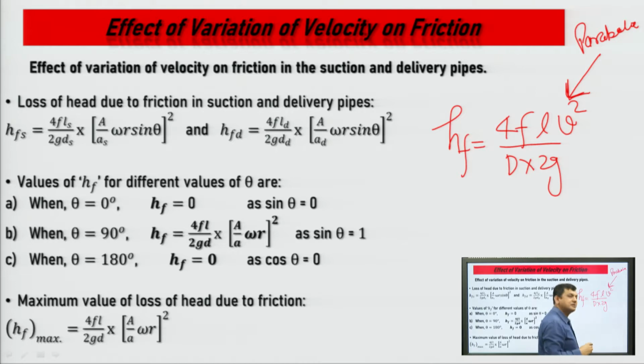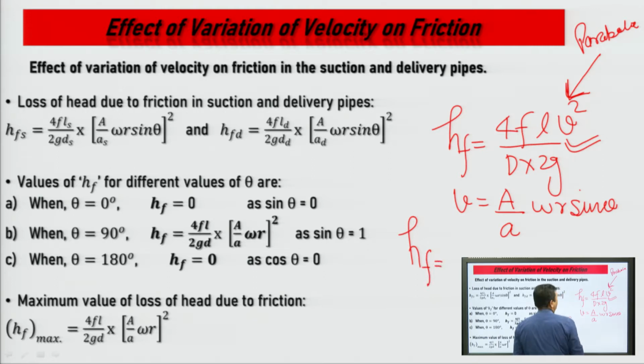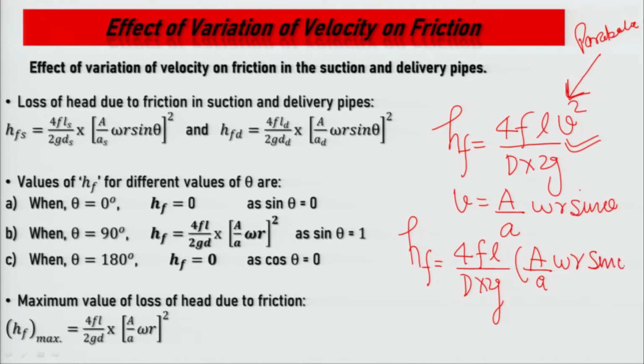In the case of the suction and delivery pipe, what is the velocity? We have already calculated that the velocity is A upon a, into omega r sin theta. So in place of V, the head loss H_f equals 4f L upon d into 2g, into the square of A upon a omega r sin theta.